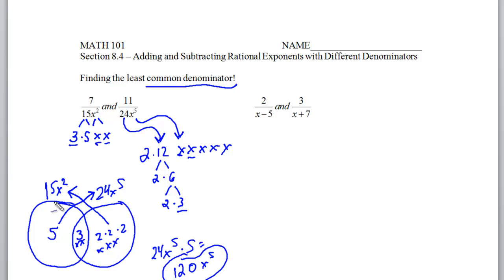Now I could do the same thing over here. I could take 15 and multiply it by 8, and that would give me 120, and take x cubed and multiply by x squared to get x to the 5th.